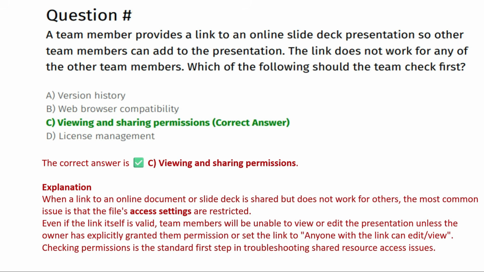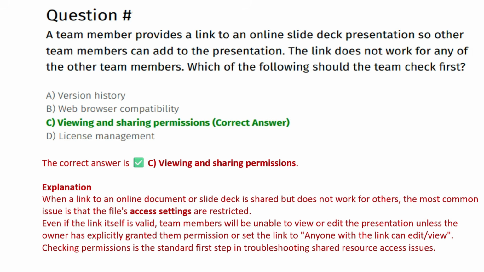The next question is, a team member provides a link to an online slide deck presentation so other team members can add to the presentation. The link does not work for any of the other team members. Which of the following should the team check first? Option A, version history. Option B, web browser compatibility. Option C, viewing and sharing permissions. Option D, license management. And the correct answer for this question is option C, viewing and sharing permissions. So let's check the explanations.